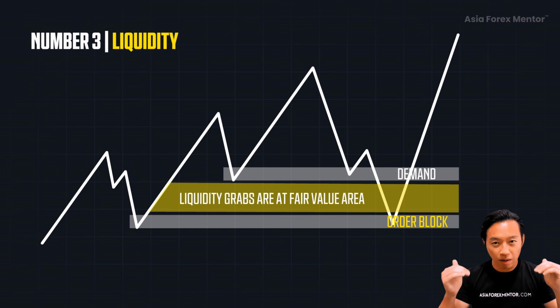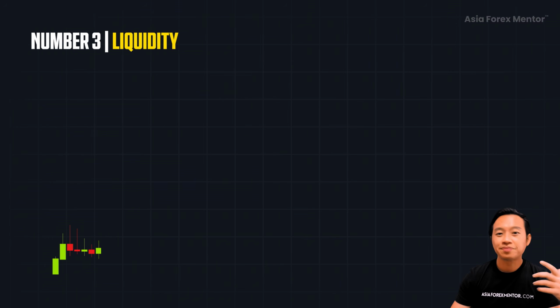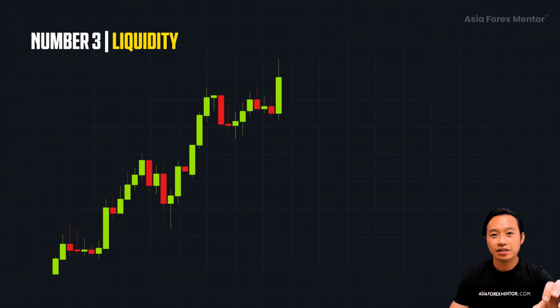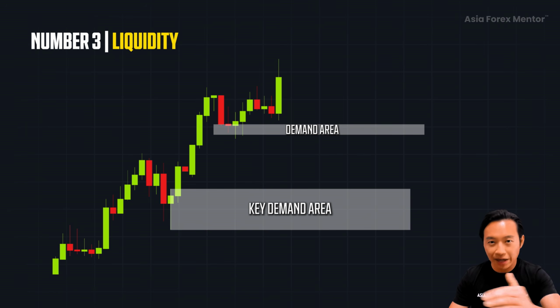That is your order block zone. All right, so now let me give you another example. Here we have a demand area, and a possible opportunity to go long.